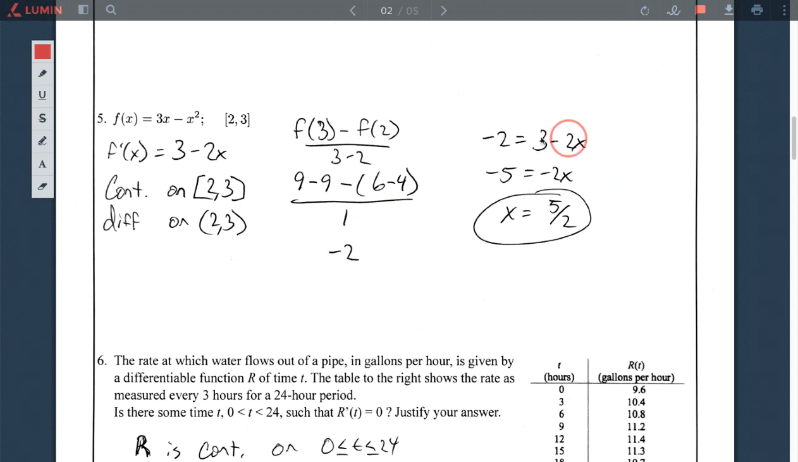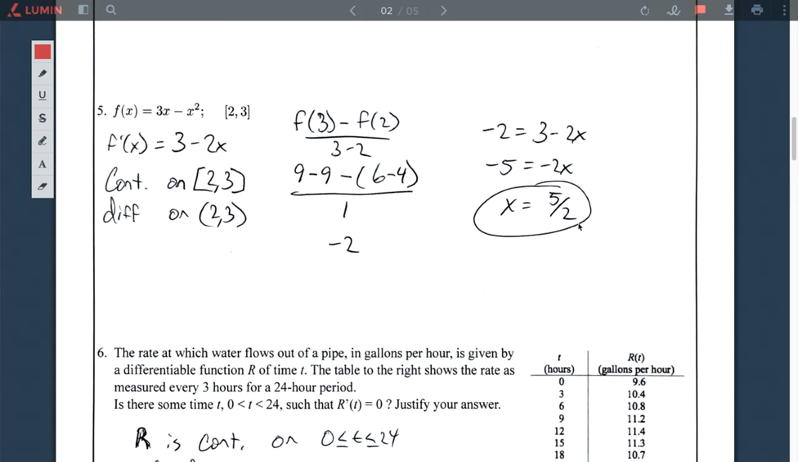Average rate of change is negative 2. Set negative 2 equal to my derivative. Subtract the 3, divide by the 2. I get x equals 5/2. Again, 5/2 is my x value where the instantaneous rate of change is equal to the average rate of change. Make sure you understand that.